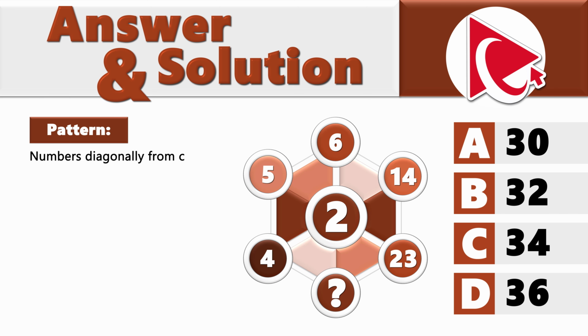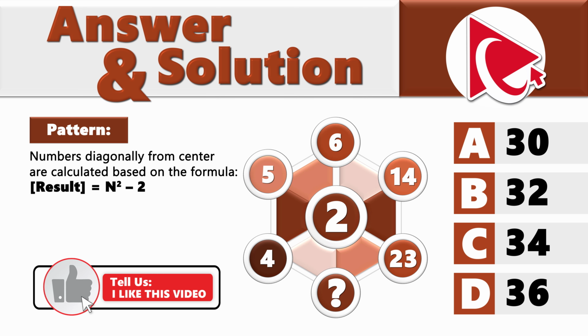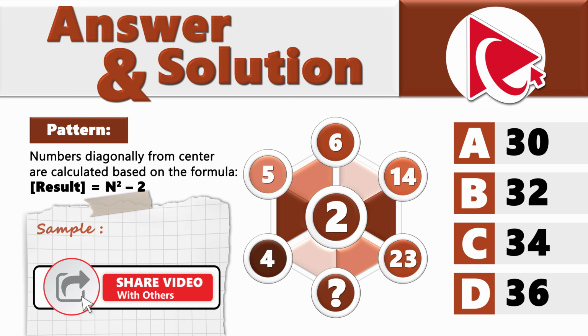And the solution here is extremely simple. Numbers diagonally from the center are calculated based on a formula. You need to take the number on the left to the power of 2 and then subtract 2 from the result. Let's look at the example.